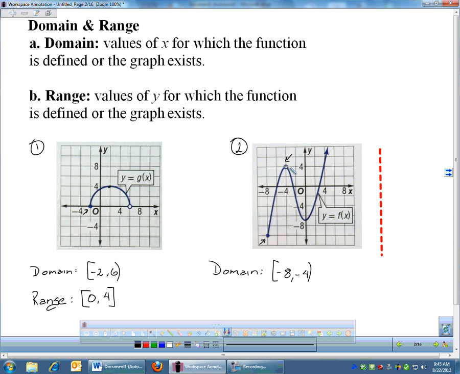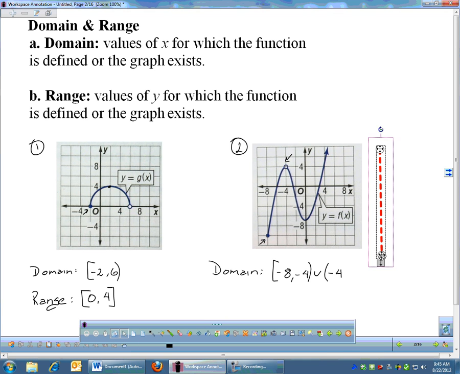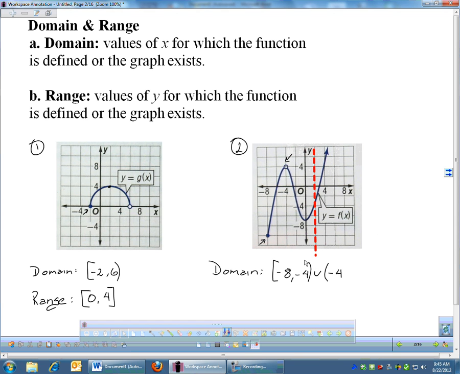But my graph continues right after -4, so then I'll do a union, and then starting again at -4 with a parenthesis, I'm going to drag my line across, and I'm touching my graph, and I'm always touching my graph at all of these x-coordinates. Here I am at 2, my graph exists. So I keep moving, at 4, my graph exists.